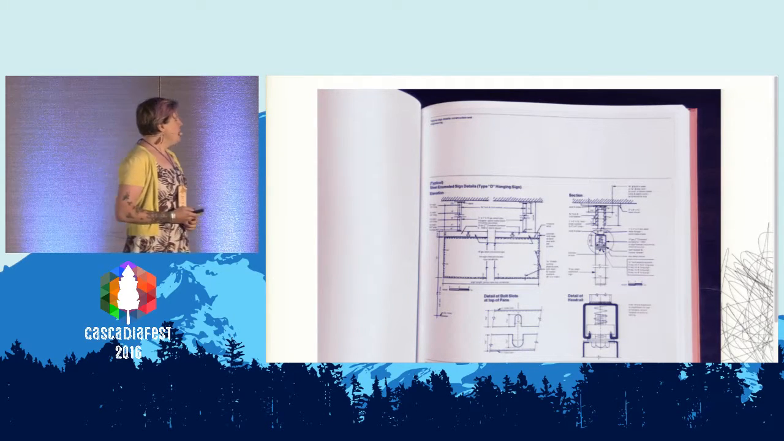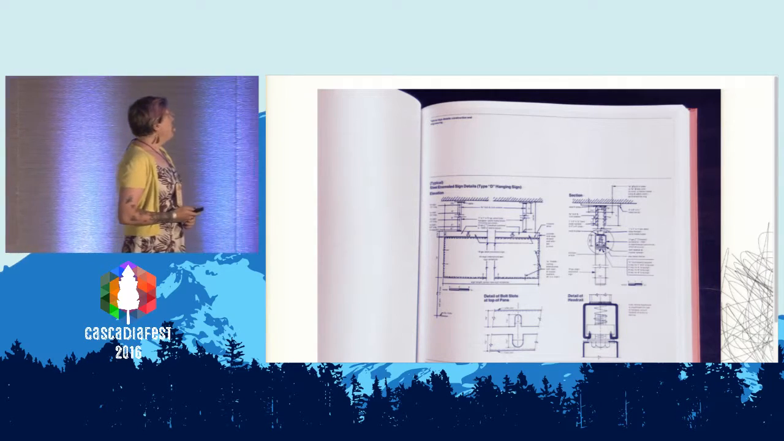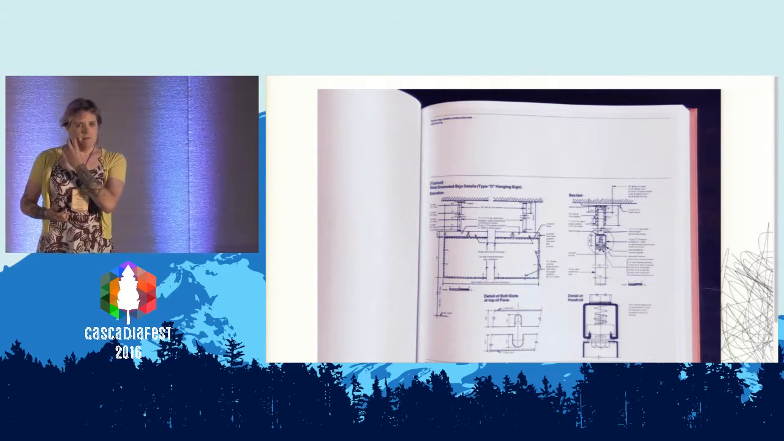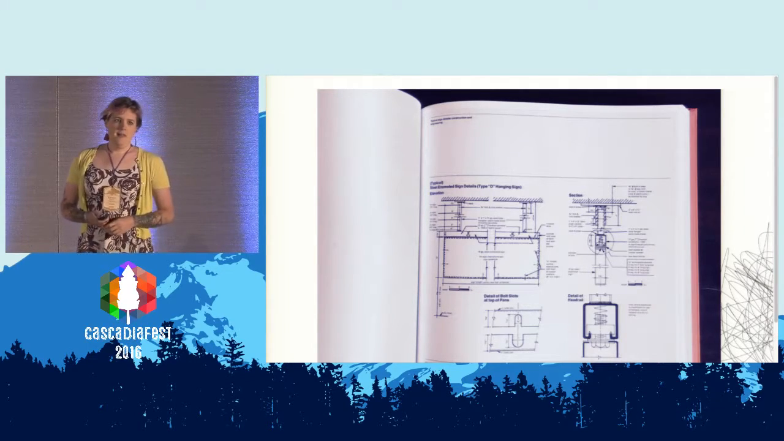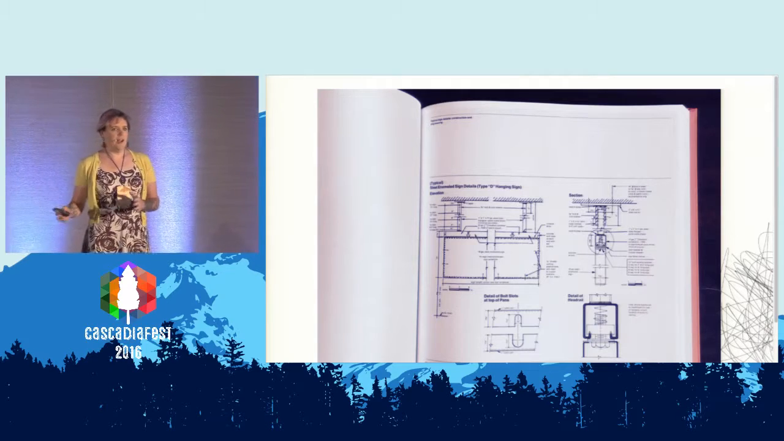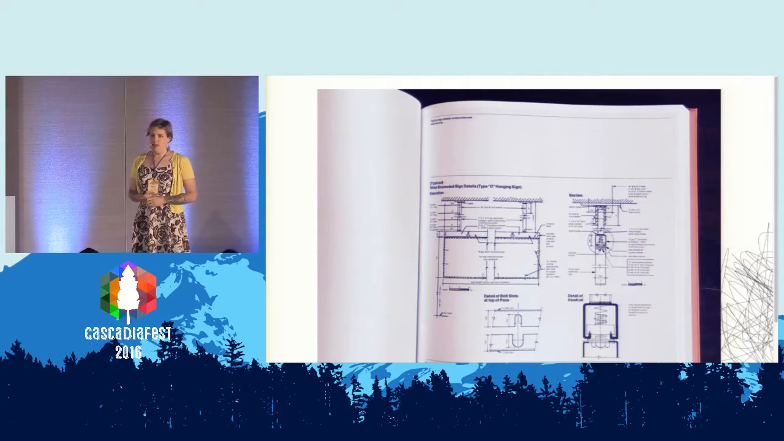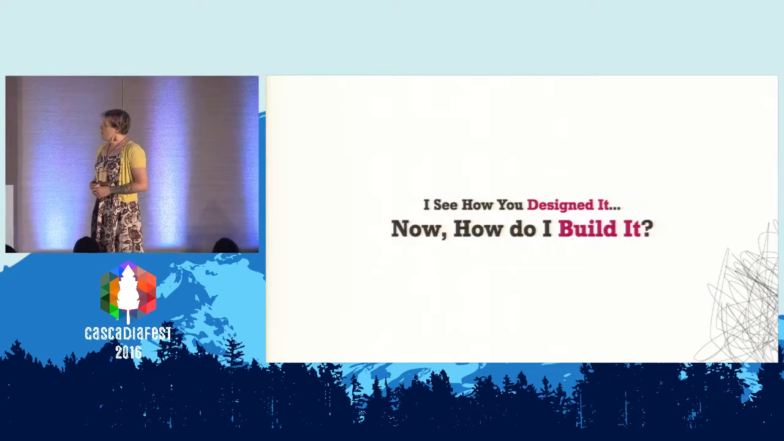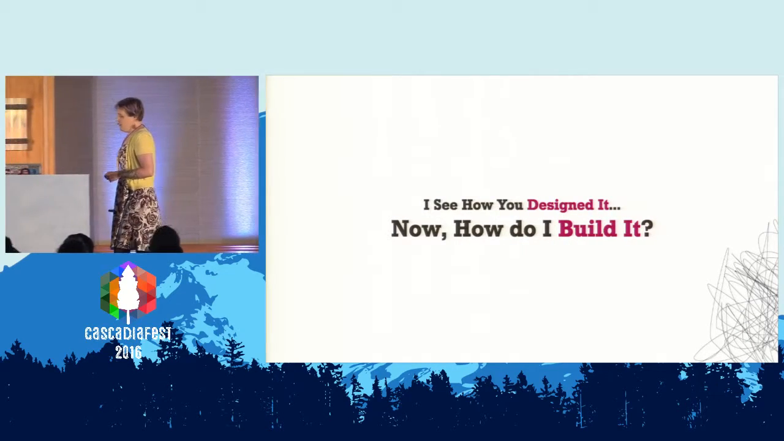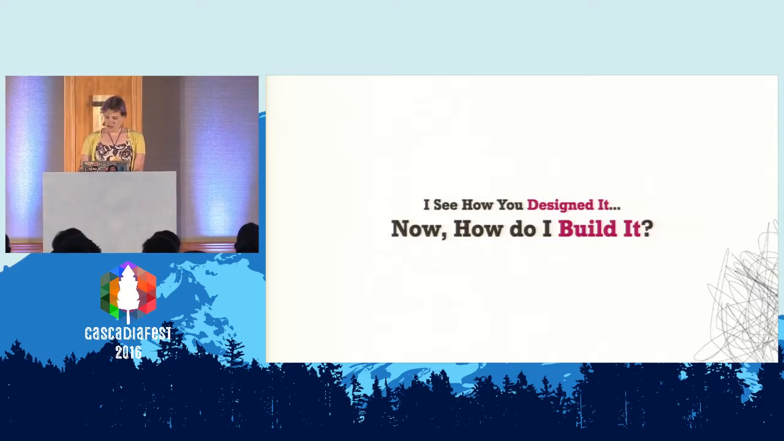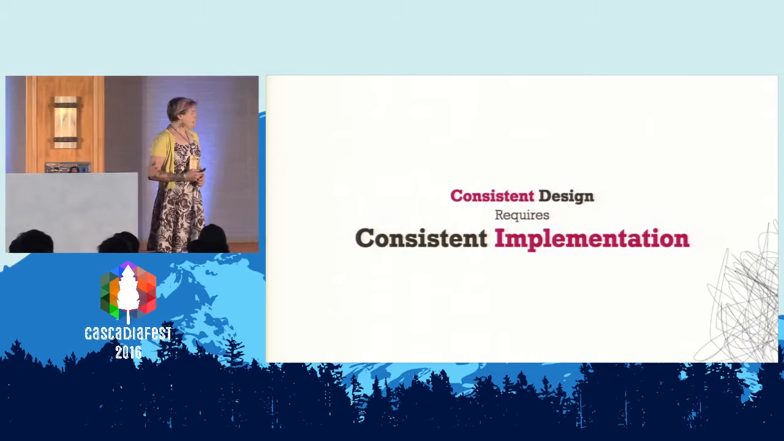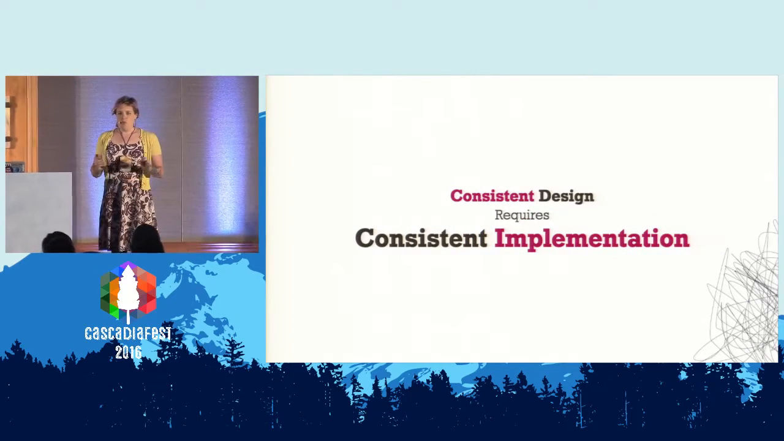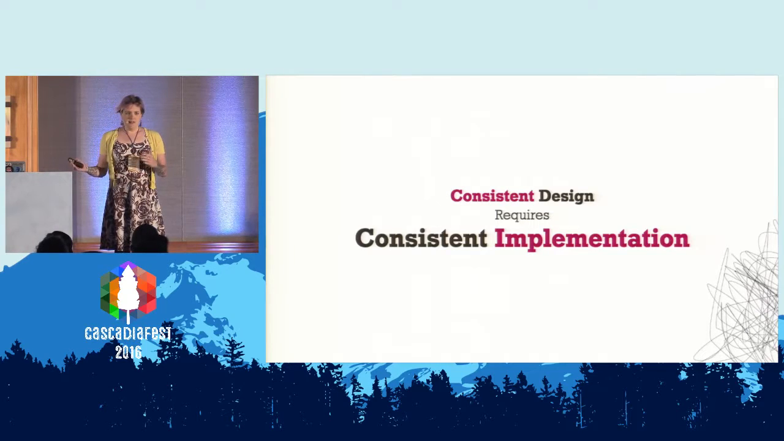This page is the sign design for where those letters and numbers are going to show up. This is actually how you build the sign that is going to display your design. So I see how you designed it, but I want to know how you build it. And that's what I want to talk about. Because patterns, consistent design patterns require consistent code patterns. Consistent implementation is how you get consistent output.